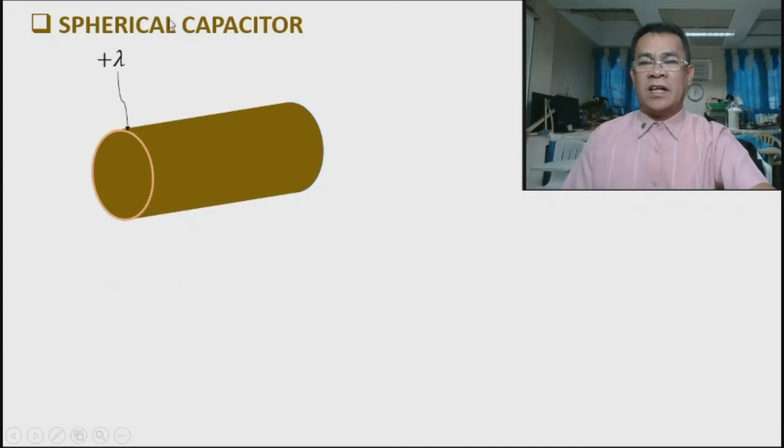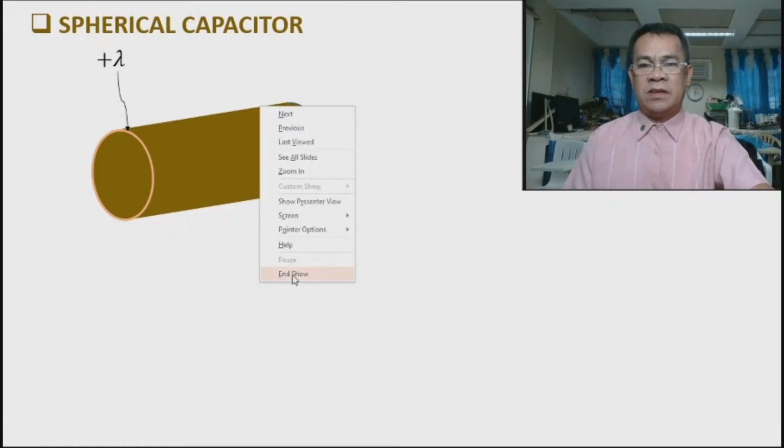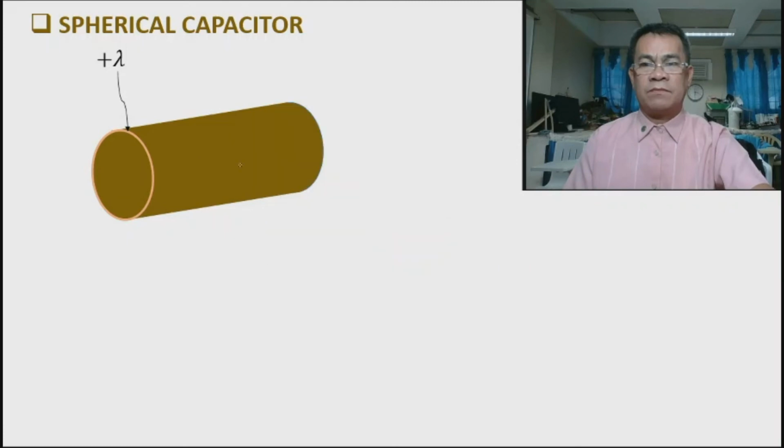Now for cylindrical, this is cylindrical, sorry. This should be the cylindrical surface.